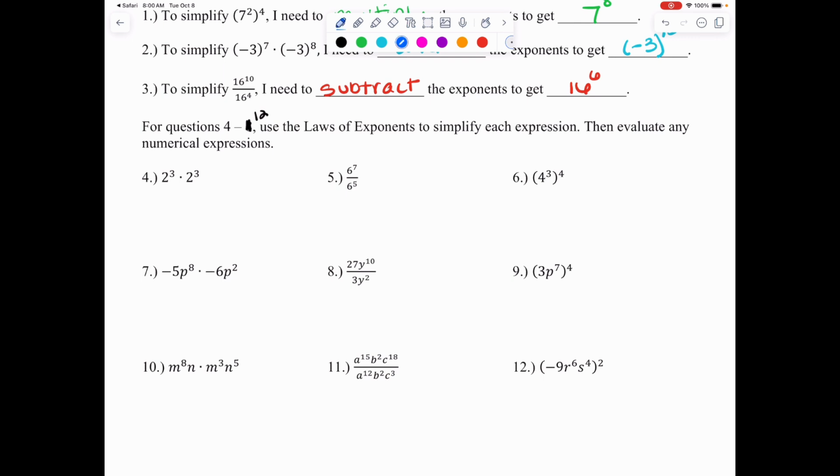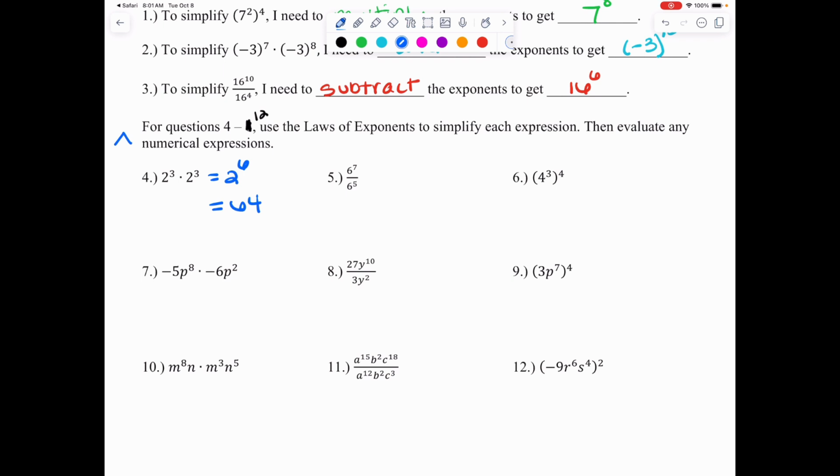In number 4, 2 to the 3rd times 2 to the 3rd, that's multiplication. So we keep our base and add our exponents. 3 plus 3 makes 6. If I were to type 2 to the 6th in the calculator, I get 64. Make sure to use the exponent button on your calculator in order to get the cursor to the exponent spot.